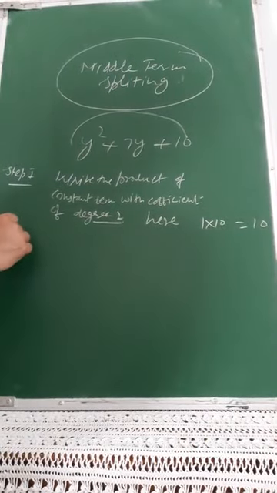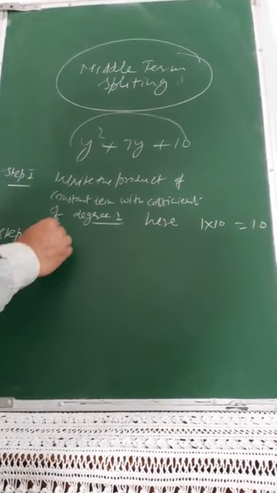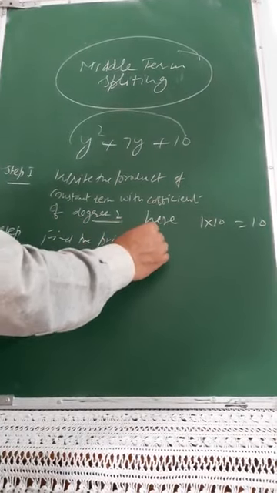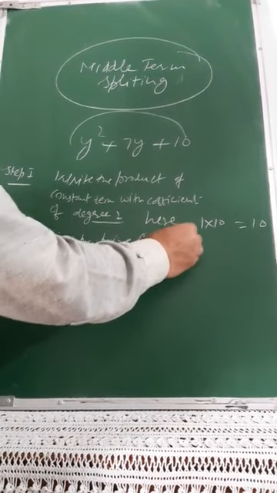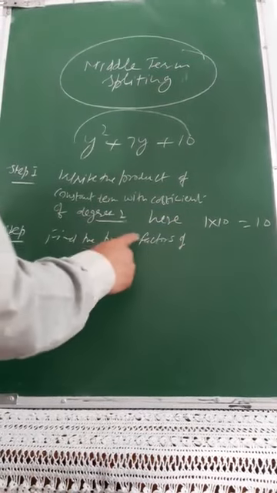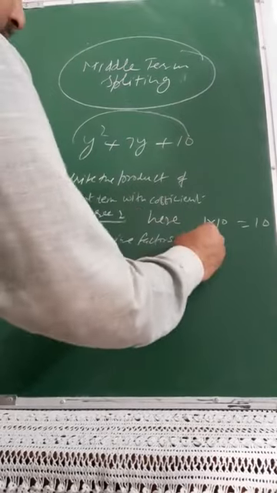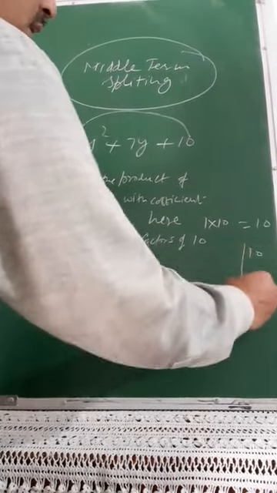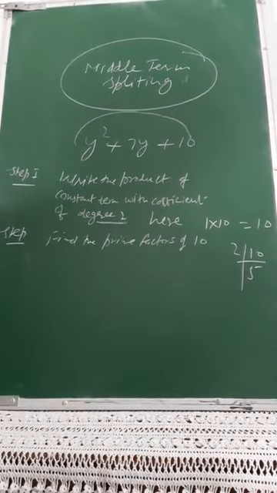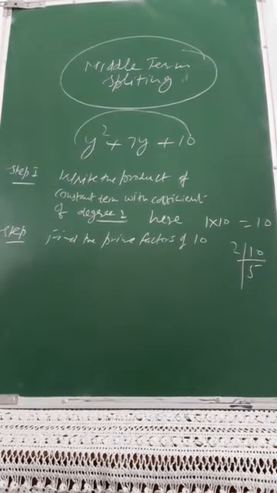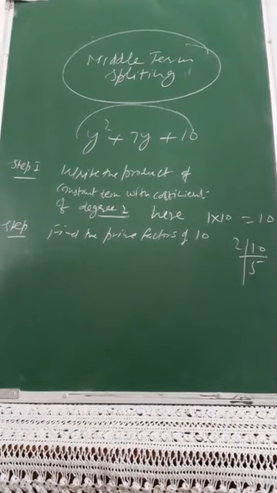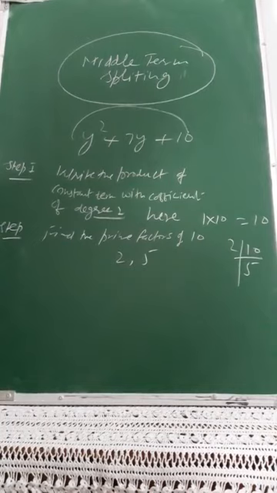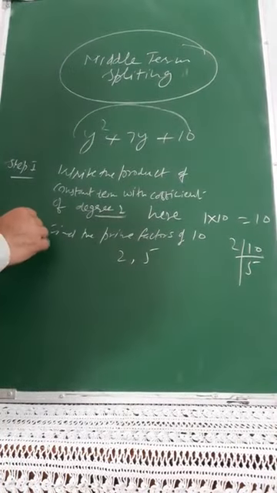Then step number 2, find the prime factors of 10, this product which you got in step number 1. So if you do that, here it is 2 and 5. 2 and 5. Split until you get the prime factors. Now directly I am getting 2 and 5. So this is your step number 2.